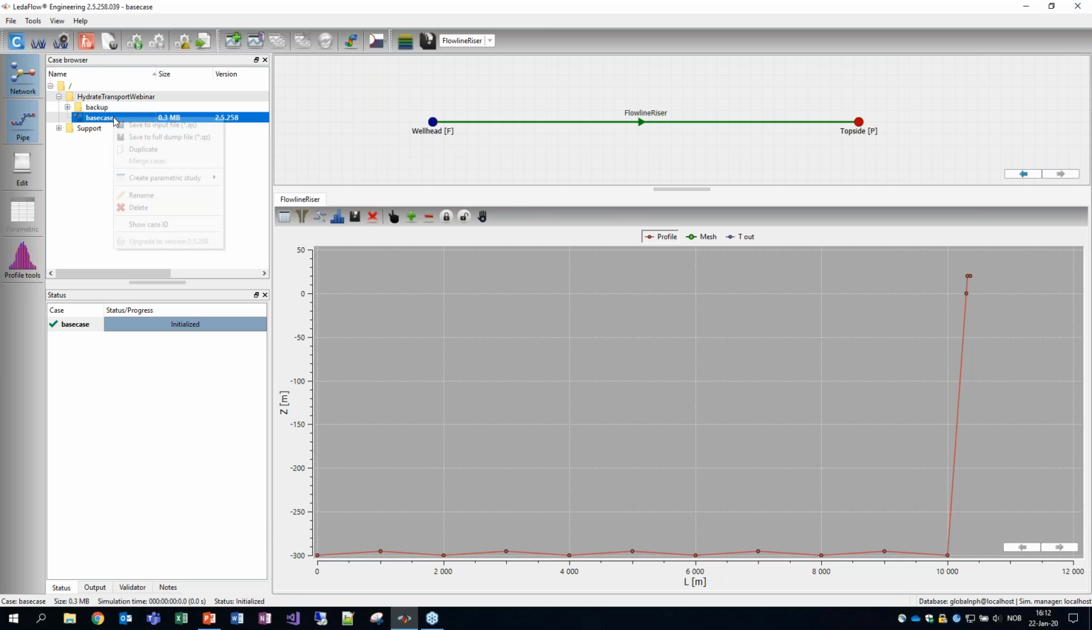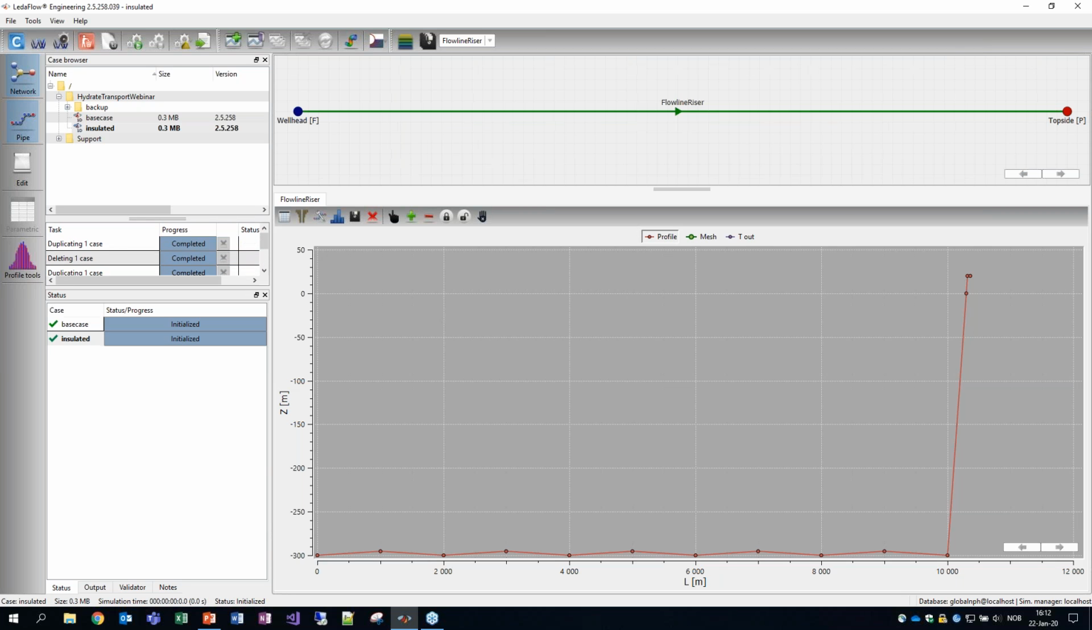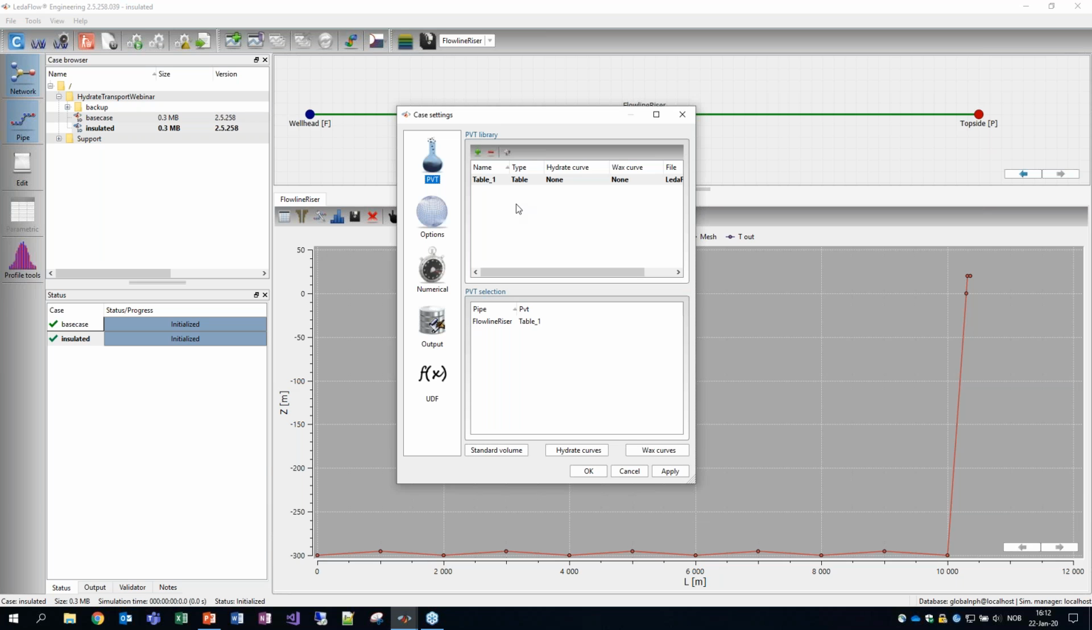Okay, so I can copy this case so we can turn it into a hydrate transport case. I'll call this one insulated. Now the case has been duplicated, and then we can turn on the hydrate transport feature. The first thing we need to do is add a hydrate curve to the PVT, because this hasn't been done yet in the base case.